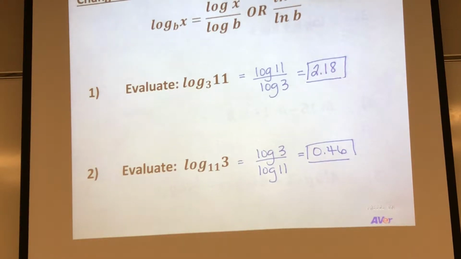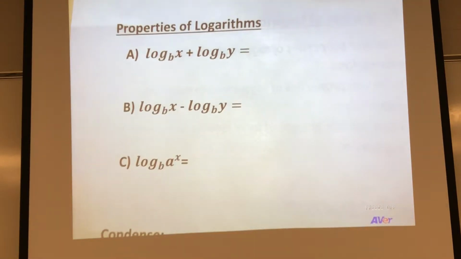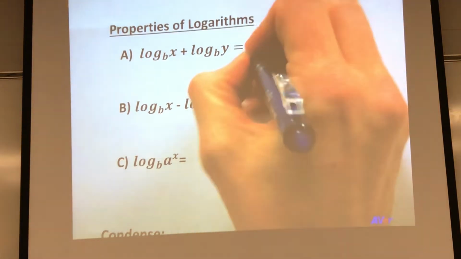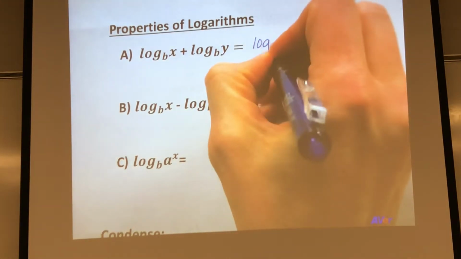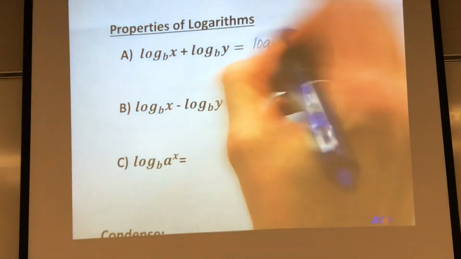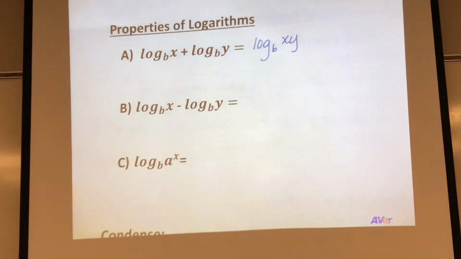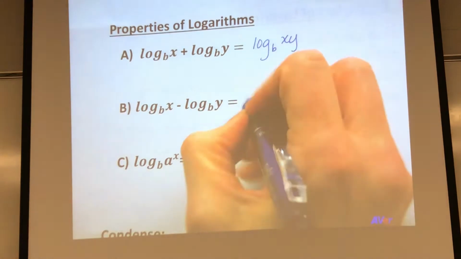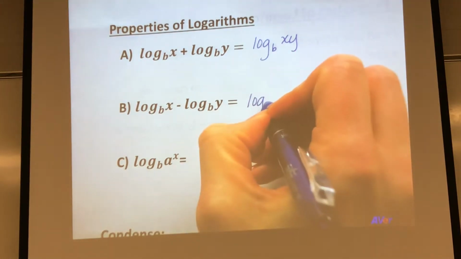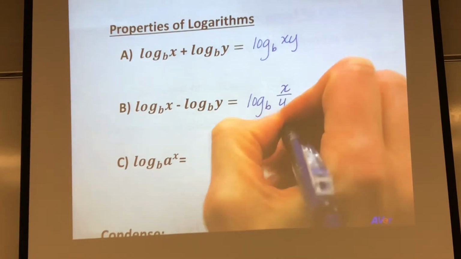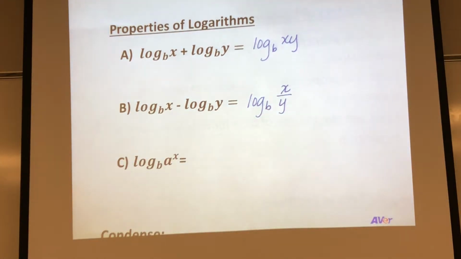All right, let's take a look at some properties. The first one, when we have two logs with the same base being added together, we can condense that down to a single log, still with a base of b, and multiply the numbers inside, x times y. Similarly, if you have two logs being subtracted that have the same base, you can condense that down to a single log, still has the base of b, and we are dividing those arguments, x divided by y.